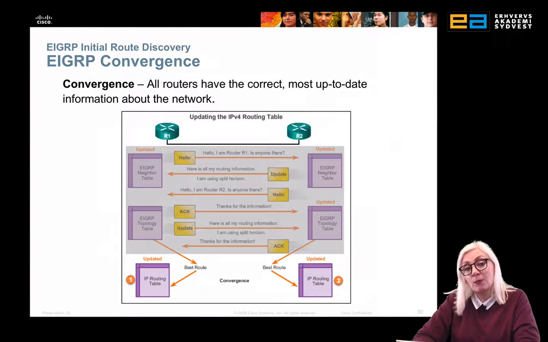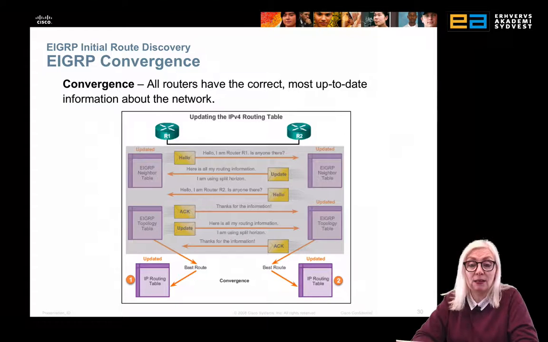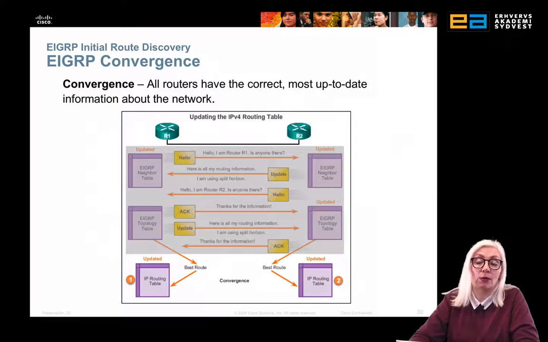When this change has propagated all through the network and everyone has updated their topology table and therefore also the routing table, well, then we have convergence in our network. Then all routers have the correct, most up-to-date information about all the networks. That is convergence.